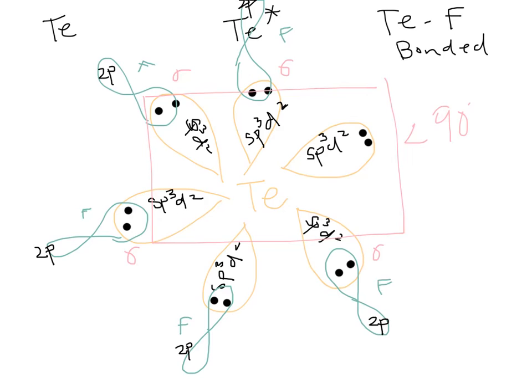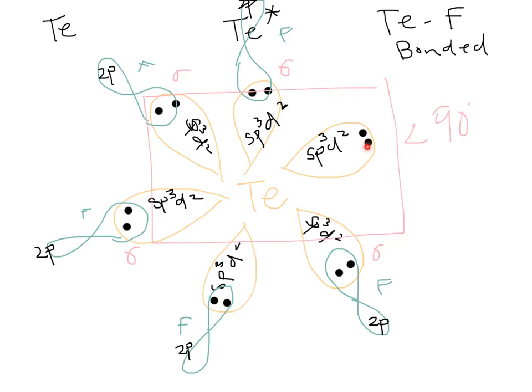Bonded to the sp3d2 orbitals, we should have 5 2p orbitals, and those are the fluorines that are bonded. So we have 1, 2, 3, 4, and 5. Again, these in yellow are sp3d2. The ones in green are 2p. Each bond is going to be a sigma bond. So this bond here is sigma, sigma, sigma, sigma. And then, of course, we have our lone pair of electrons right here.